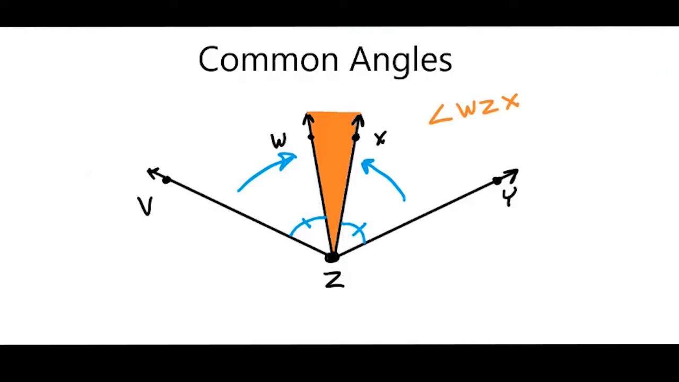So if I wanted to find the measure of angle VZX, this angle here, that angle would also be congruent to angle WZY, which is this angle here. And you'll notice that they both include the orange area, which is angle WZX. So WZX is what we would call a common angle.